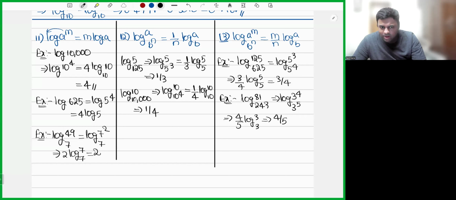11th one, log a power m is m log a. 12th one, log a base b power n is 1 by n log a base b. 13th one, log a power m base b power n is m by n log a base b.